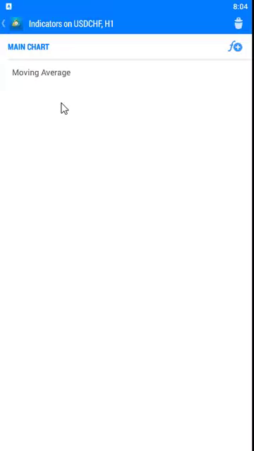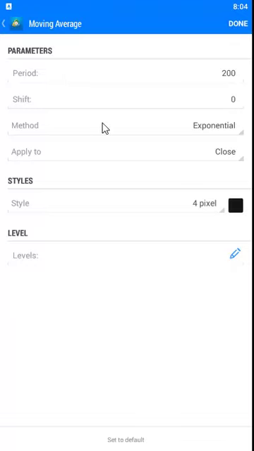So if you have other tools, you have to click, you have to long press on it, and you will see the option to delete it, so that you have just this. Okay, so let's start with this only one moving average here. So you click on it, it opens up, right?